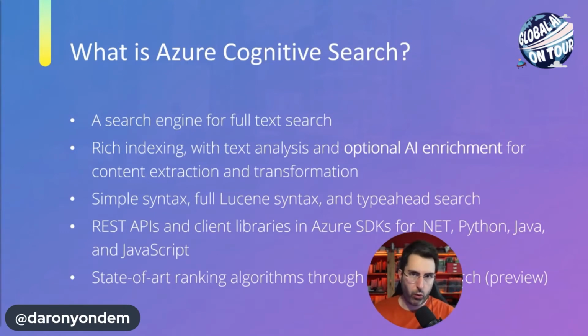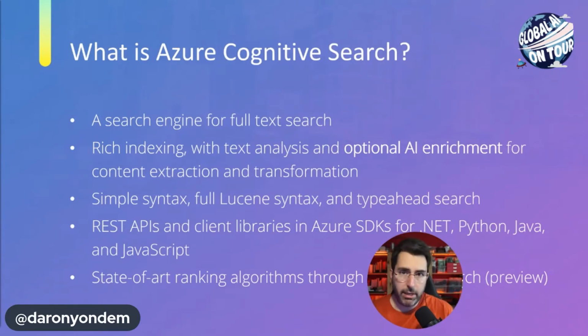So this is a very short definition of what that optional AI enrichment is about. I will dive deep into that, but this optional AI enrichment is where that cognition comes from. And then the service is pretty simple to use. It has a pretty simple syntax, full Lucene syntax if you're familiar with that. Type-ahead search is something that they provide. REST APIs are what you use to consume any of the capabilities of this service. And there are client libraries, SDKs for .NET, Python, Java, and JavaScript, and maybe more that I might not have included in this slide deck.